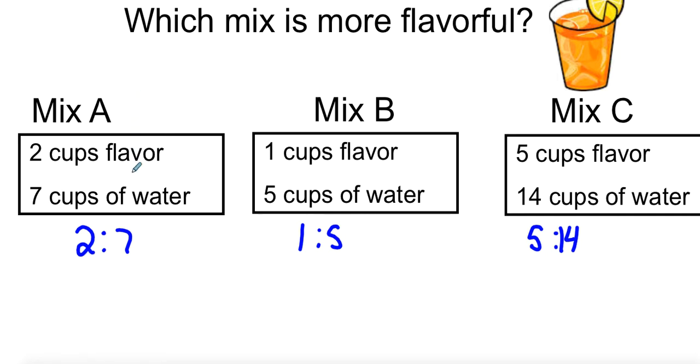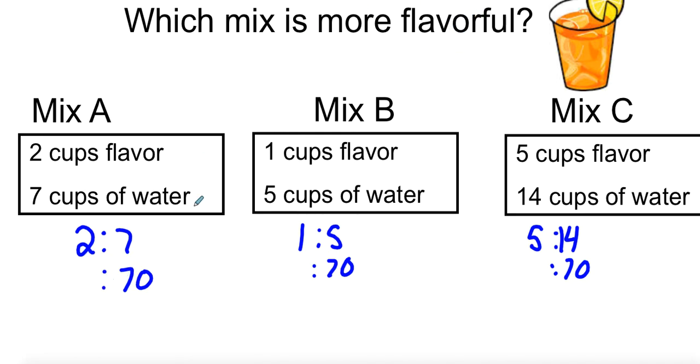So I'm going to need to find a common multiple between 7, 5, and 14. I do know that a common multiple between 7 and 5 is 35, and finding a common multiple for 7, 5, and 14 at the same time can be difficult, but we do know that 7 and 5 share a common multiple of 35, and a common multiple between 35 and 14 is 70. So I know that each one of my ratios should have a value of 70 for the cups of water.